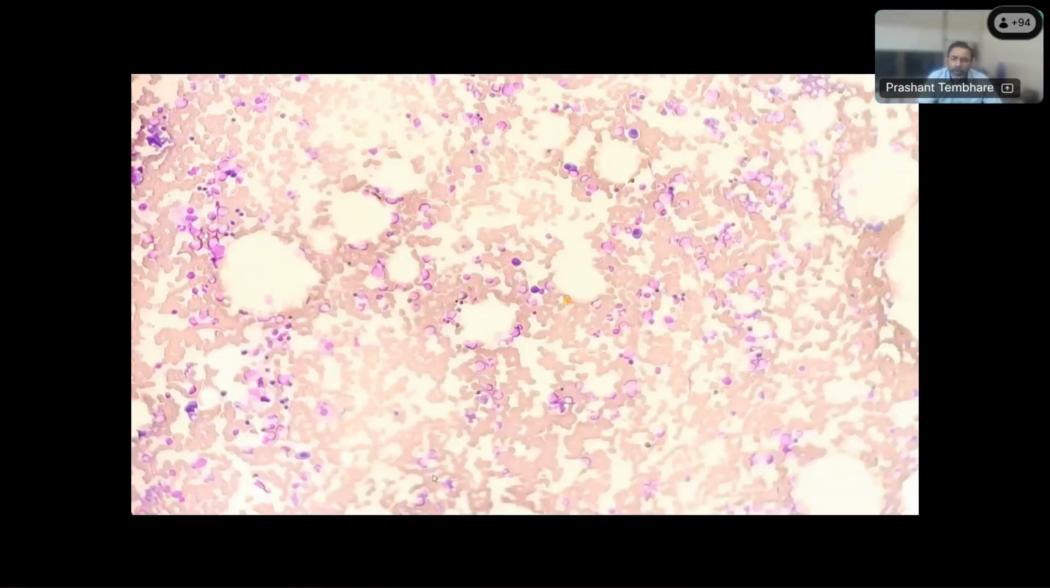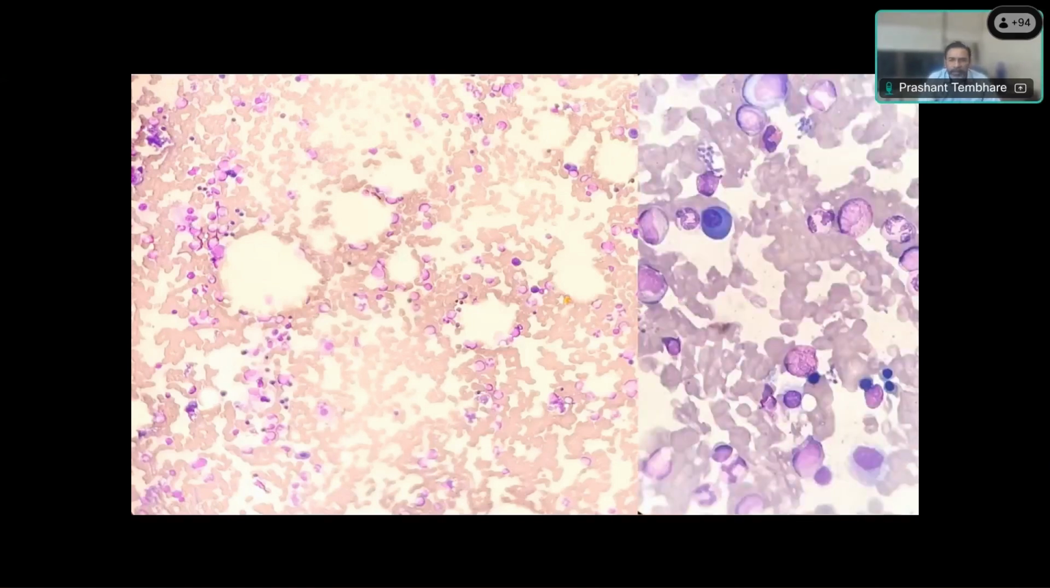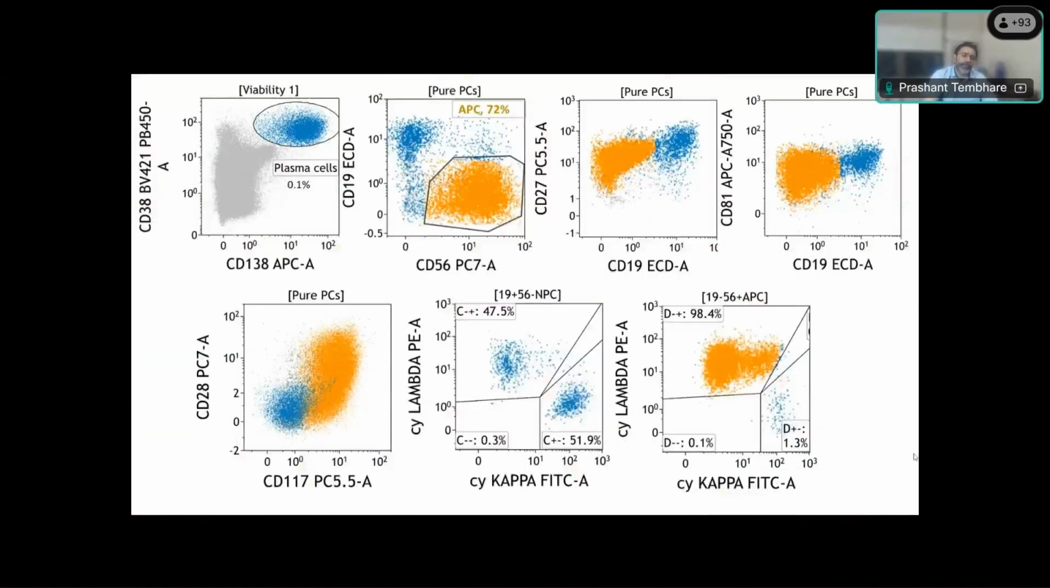So bone marrow was done in this patient to look at whether there is an increase in plasma cells. You can see the bone marrow was not hypercellular, it was normocellular. A few scattered plasma cells were there, but they don't look like more than 10%, looks like less than 10%. This is a higher power picture, you can see the plasma cells. And flow cytometry was done in this patient.